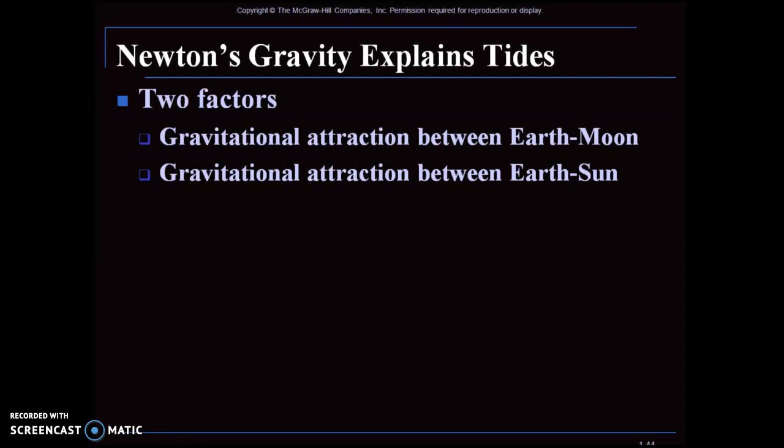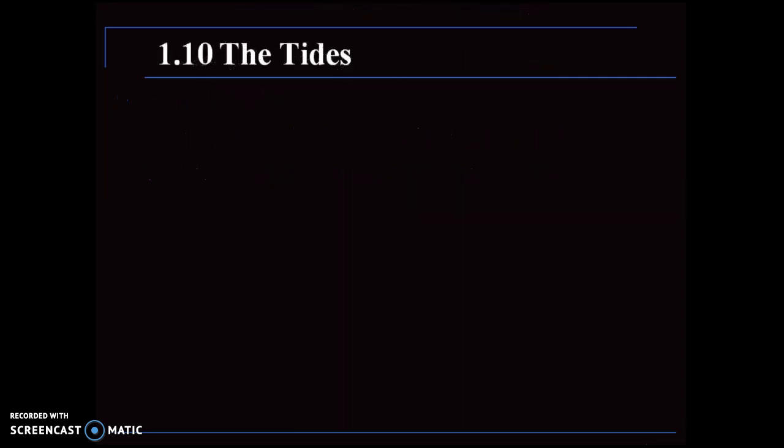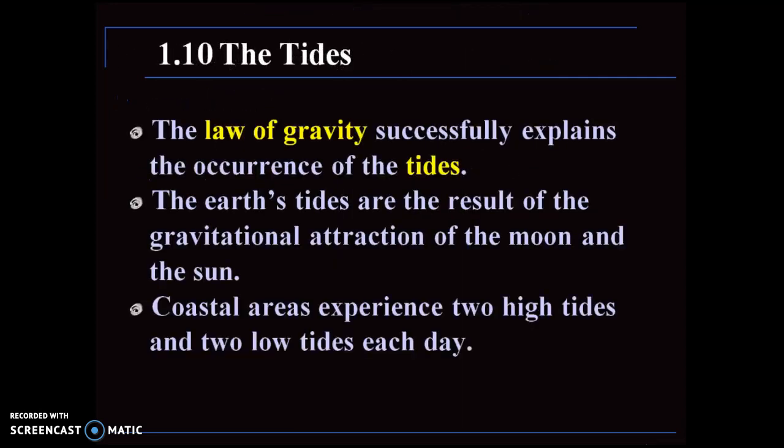Newton's law of gravity explains the tides. Two factors: gravitational attraction between the Earth and Moon, and gravitational attraction between the Earth and Sun. These two are the factors of the tides. The law of gravity successfully explains the occurrence of the tides. The Earth's tides are the results of the gravitational attraction between the Moon and the Sun.